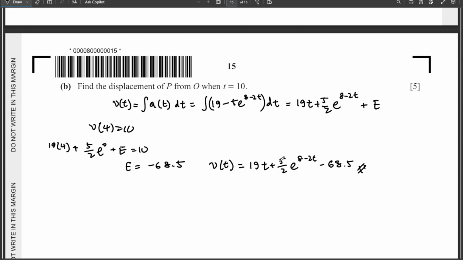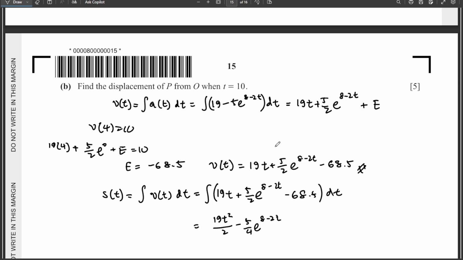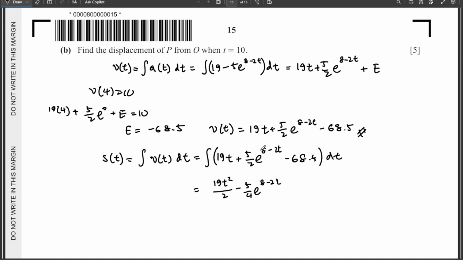Next we need to find displacement again. Displacement will be the integral of velocity with respect to time. We integrate this. Why does this become negative 5 over 4 here? Because you need to divide by the derivative of the inside function of the exponential. So 8 minus 2t differentiated, you get negative 2. So you divide by negative 2: 5 over 2 divided by negative 2 is negative 5 over 4. Then negative 68.5, just add a t.